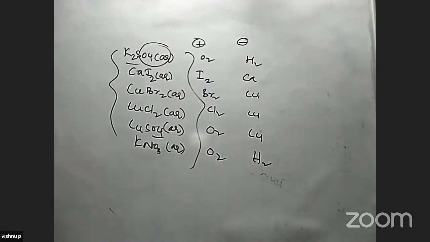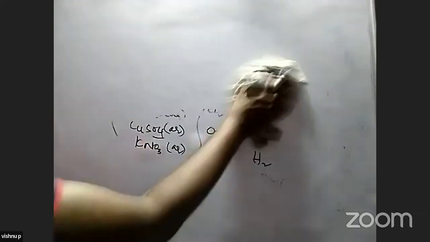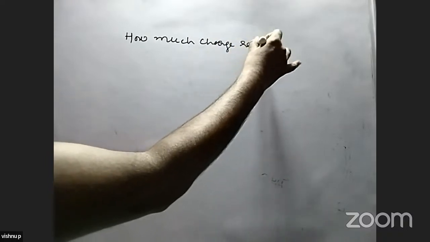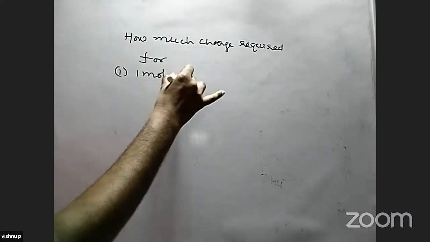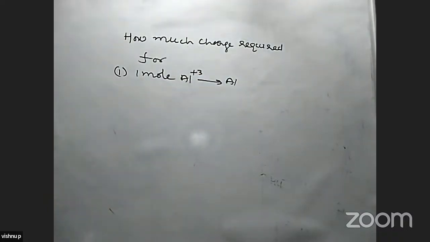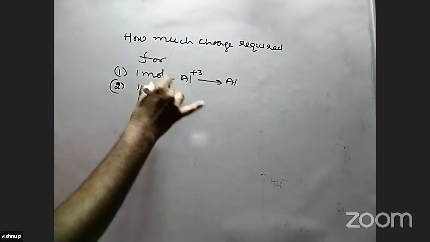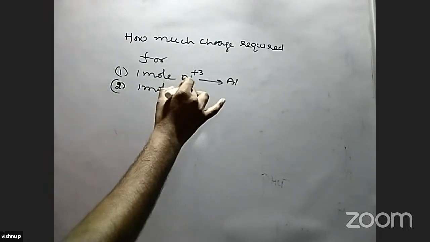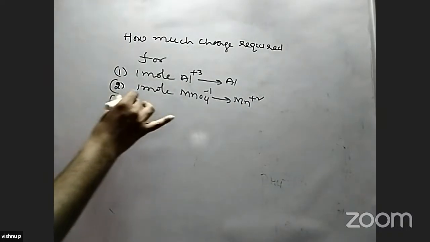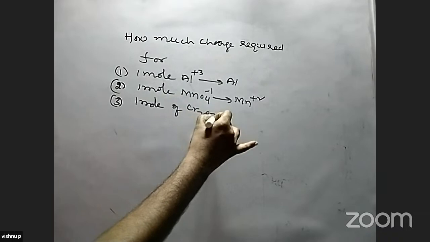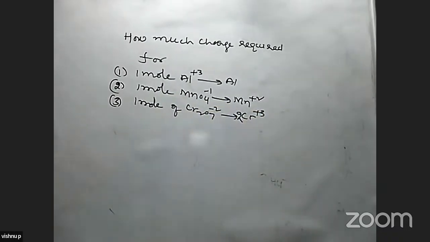Next, we'll take one more example. How much charge is required to deposit 1 mole of Al plus 3 to Al, second, 1 mole of MnO4 minus 1 to Mn plus 2, and 1 mole of Cr2O7 minus 2 to 2 Cr plus 3?